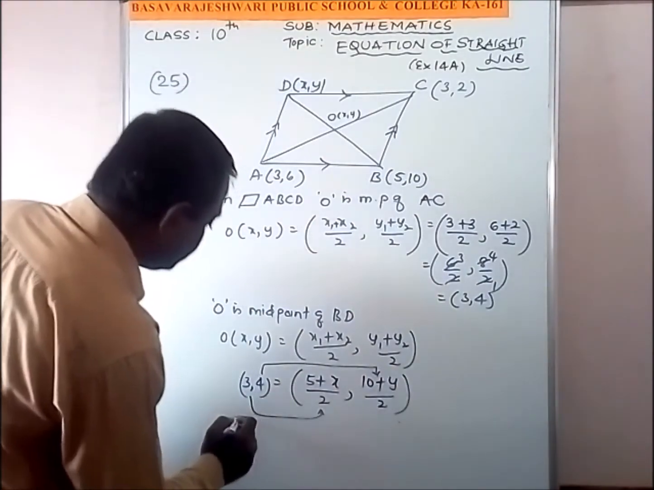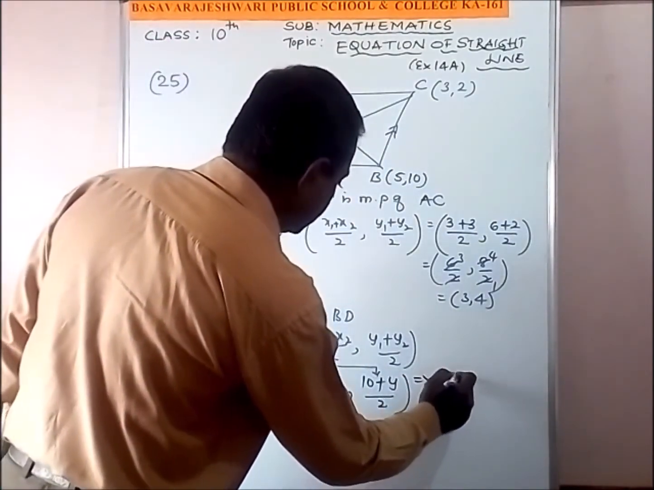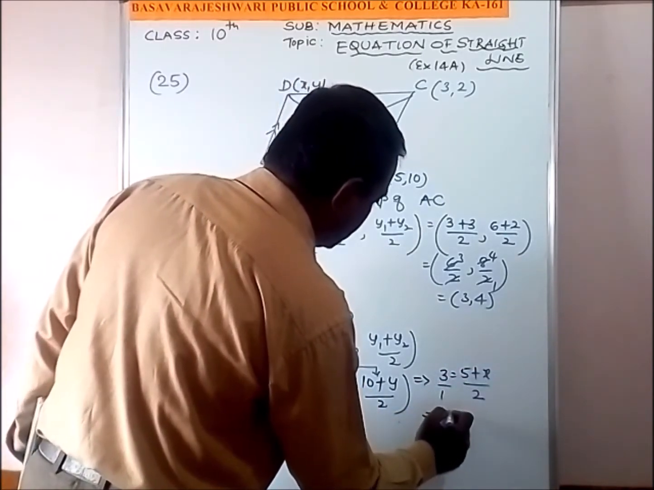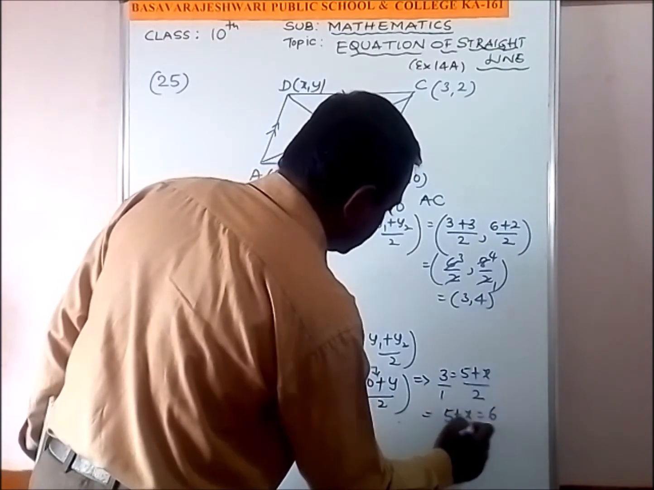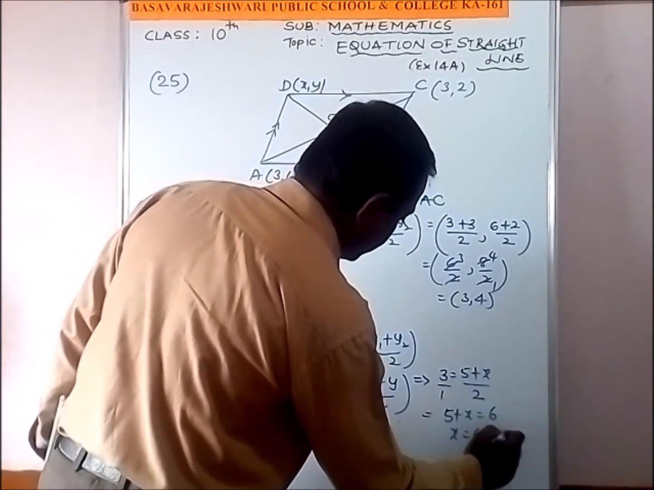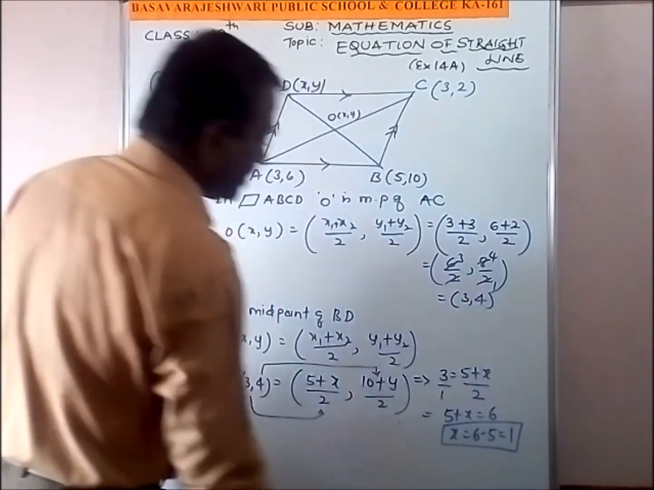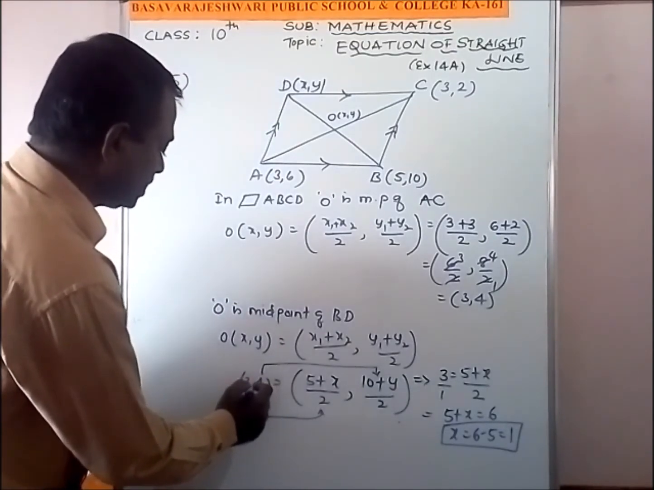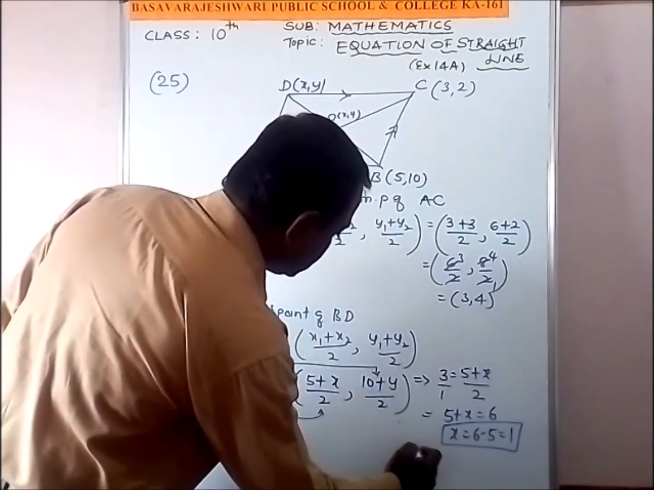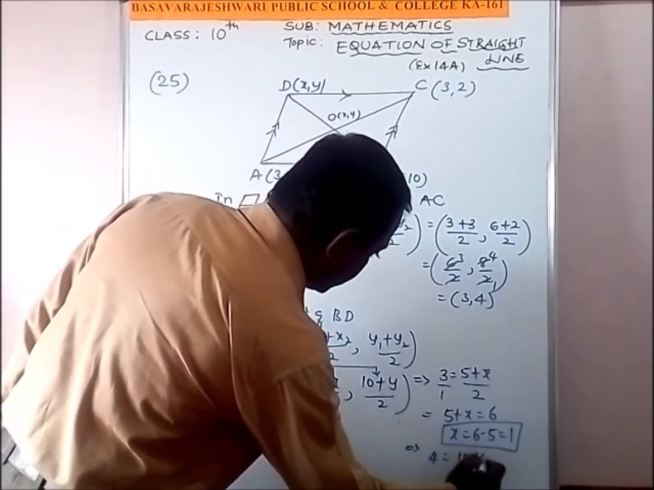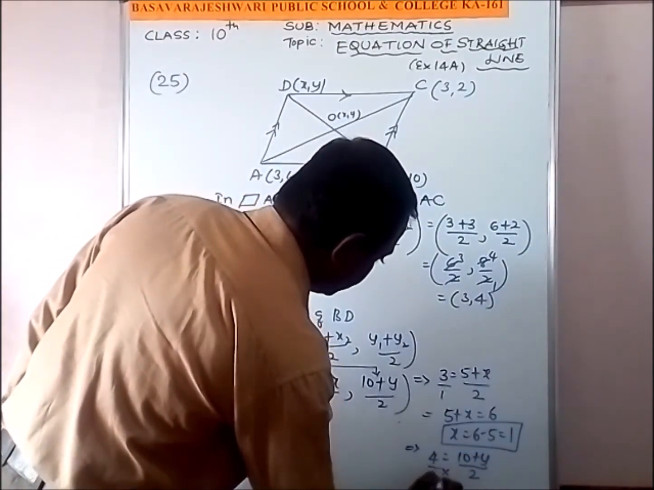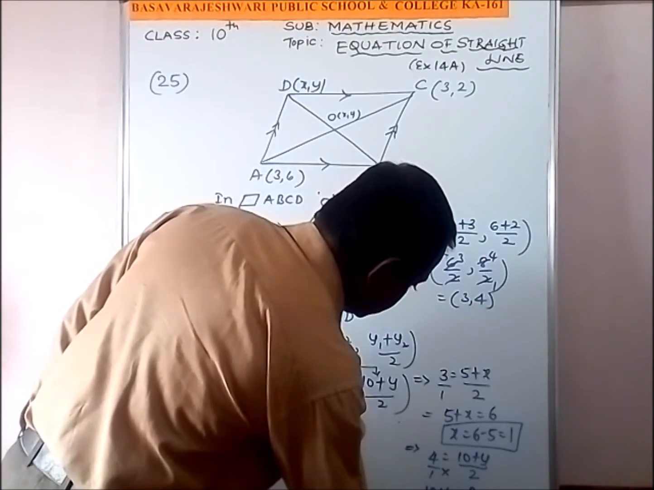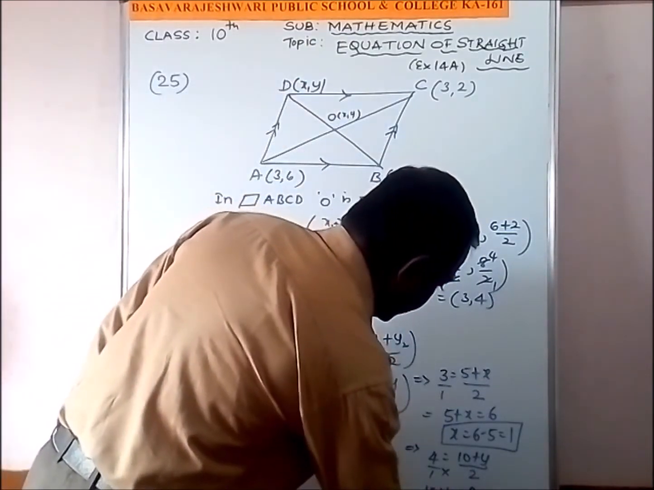So what happens? This implies 3 is equal to (5 plus x) by 2. So that is nothing but 5 plus x is equal to 6, or x is equal to 6 minus 5, which is equal to 1. So the x coordinate is 1. Similarly, you find the y coordinate. 4 is equal to (10 plus y) by 2. That is cross multiplication. 10 plus y is equal to 8. y is equal to 8 minus 10, which is equal to minus 2.